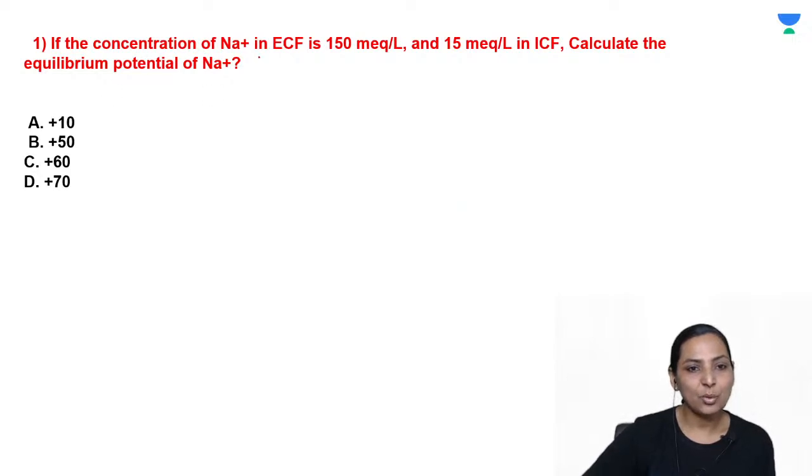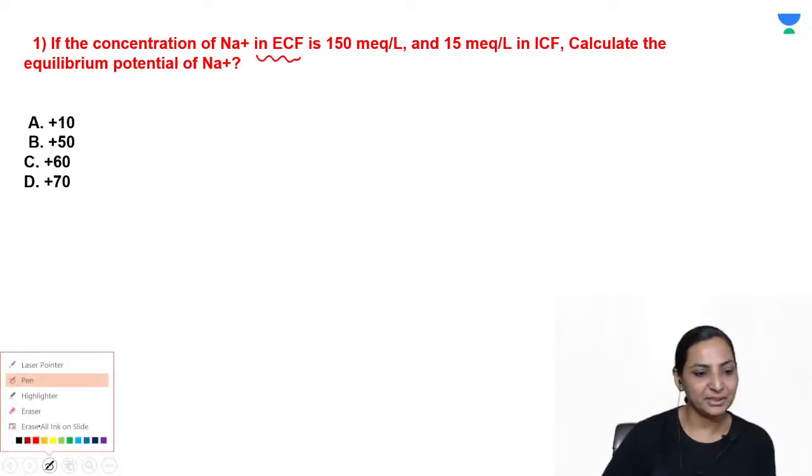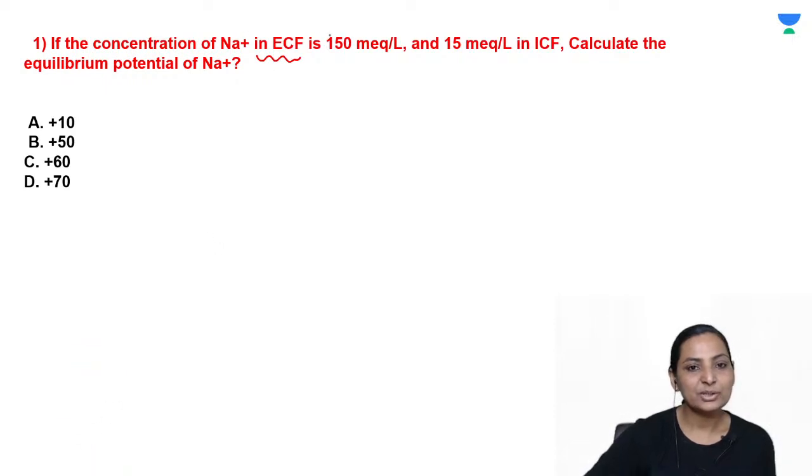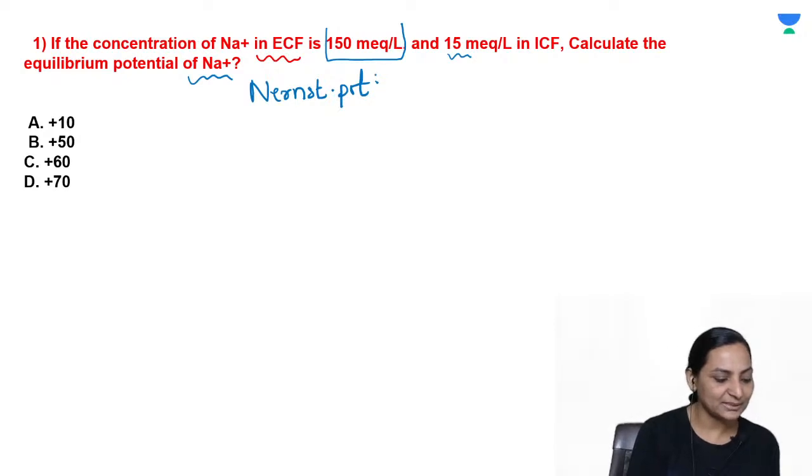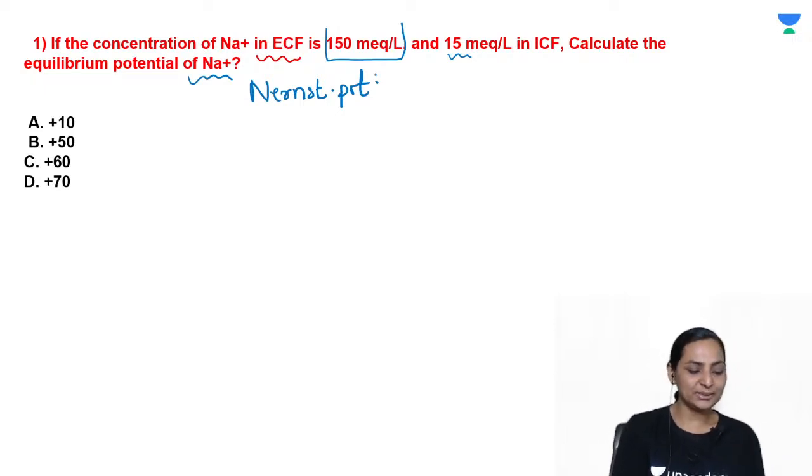If the concentration of sodium in the ECF is 150 and that in the ICF is 15, you are supposed to calculate the equilibrium potential for sodium. That is, I am asking you to calculate the Nernst potential. So anybody would like to try? What would be the correct answer? Plus 10, plus 50, plus 60 or plus 70. So we are going to also find out how we are supposed to calculate the Nernst potential even if any ion is given to us.